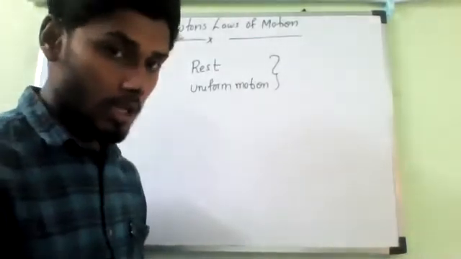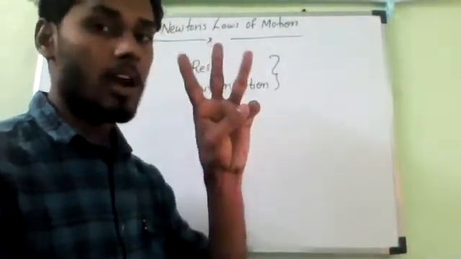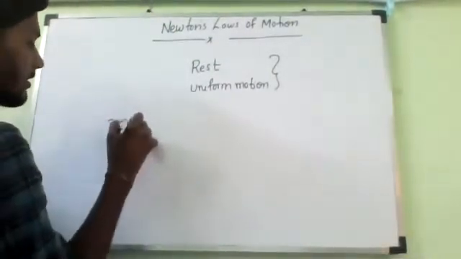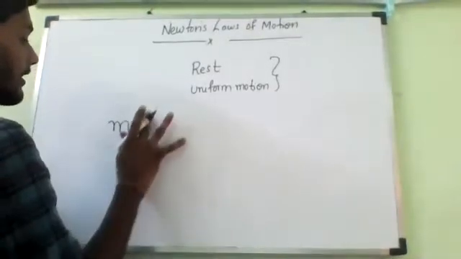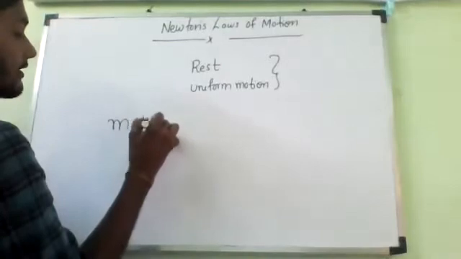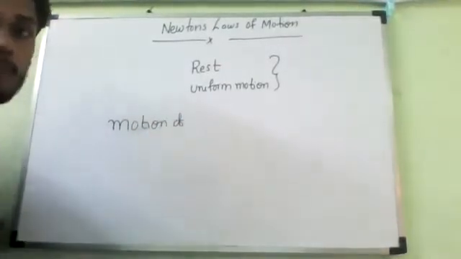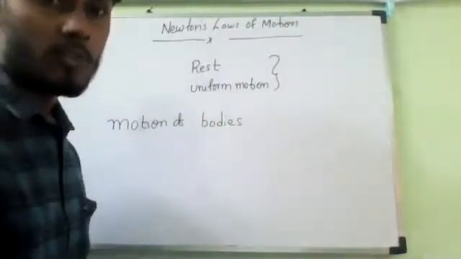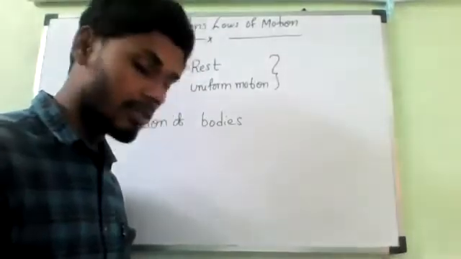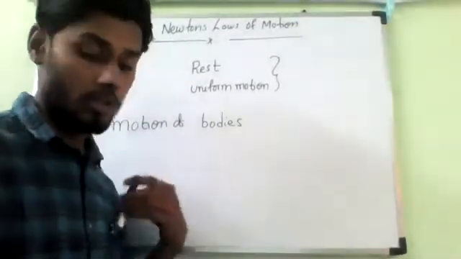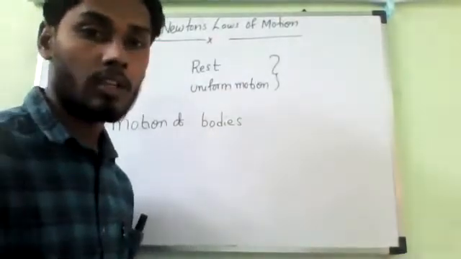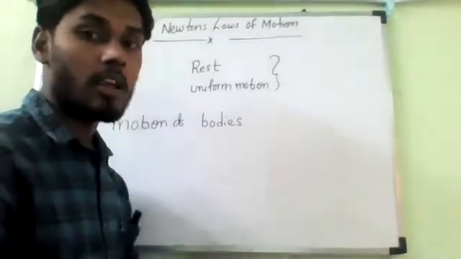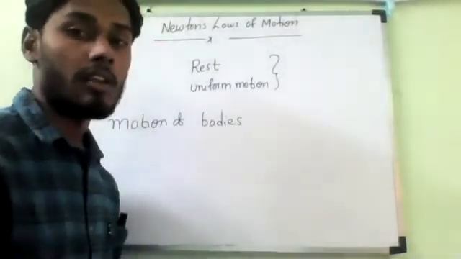Now you see what Newton's laws of motion are. If you observe, Newton has given a total of 3 laws to describe the motion of bodies. How many laws? He has given 3 laws which describe the motion of bodies. We call them Newton's first law of motion, Newton's second law of motion, and Newton's third law of motion. These 3 laws are known as Newton's laws of motion.